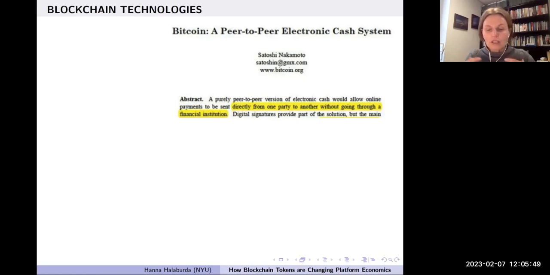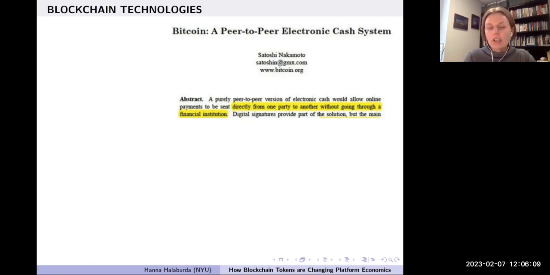With smart contracts and cryptocurrencies and tokens, we got, of course, the fungible tokens, non-fungible tokens, we got DeFi, and we got DAOs. So many different technologies that kind of go back to this inspiration coming from Bitcoin, and all of them together I would call blockchain technologies.